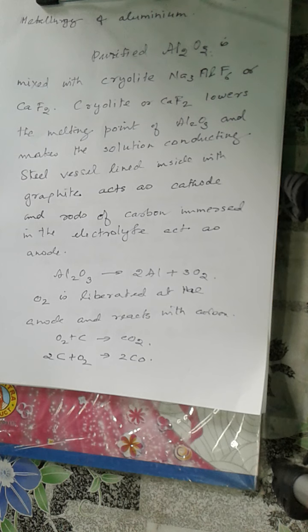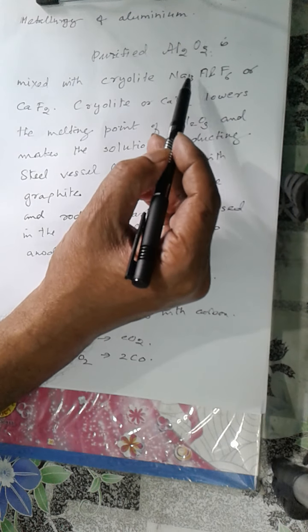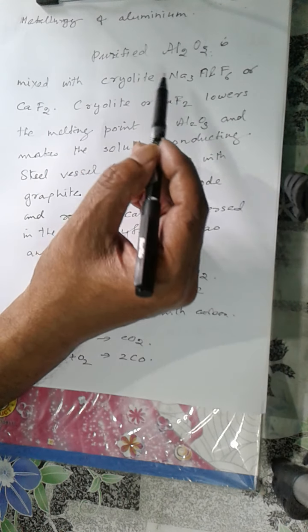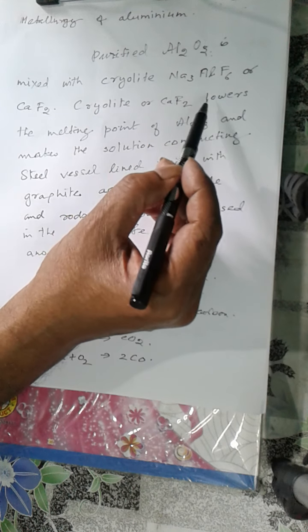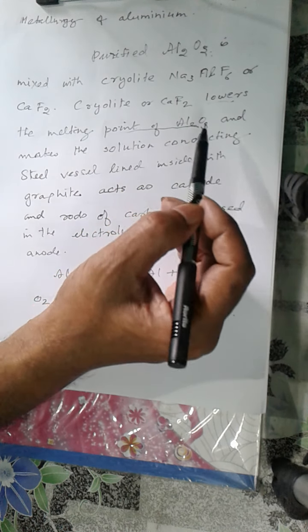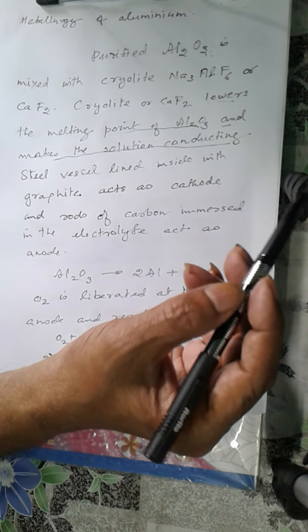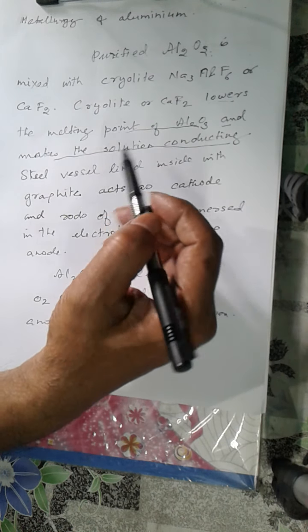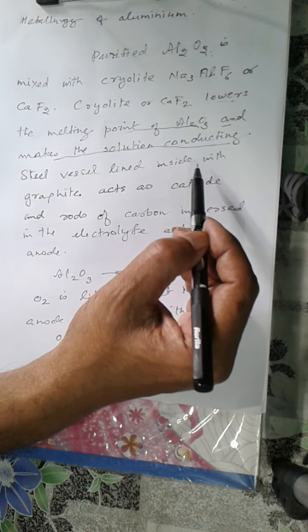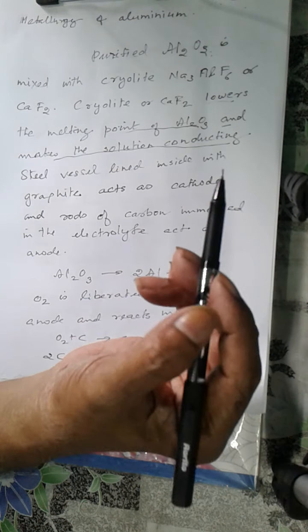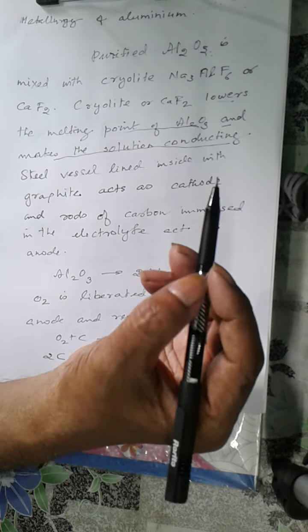Now for electrolysis, alumina is a high melting compound, so a salt is added, that is cryolite, Na3AlF6. It's a combination of 3NaF and AlF3, or better we can use calcium fluoride. Now this added compound will lower the melting point of aluminum oxide and also make the solution conducting. So two purposes: lower the melting point and make the solution conducting. A steel vessel lined inside with carbon, maybe in the form of graphite, acts as the cathode, and rods of carbon immersed in the electrolyte act as the anode.